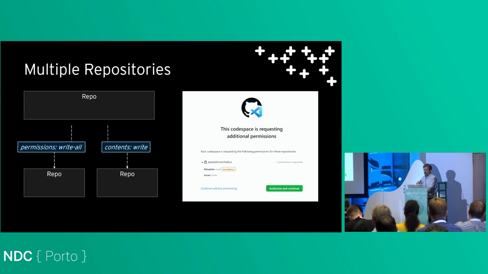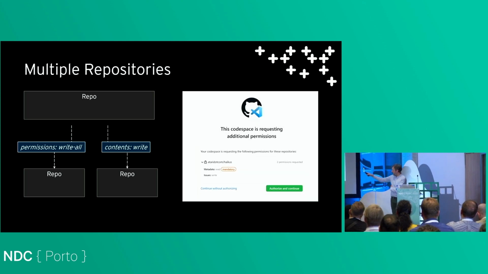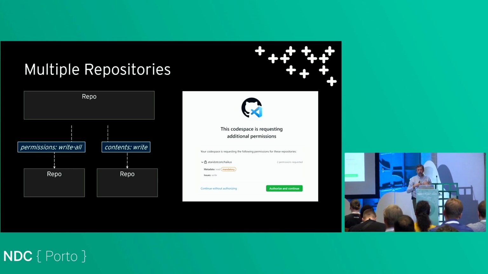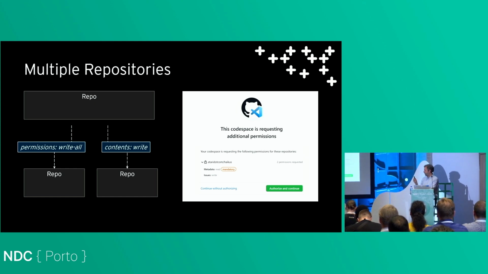And when you do this the first time, you're going to have this dialog that says you need to authorize this, because this Codespace is requesting additional permissions. So if I open the Codespace for repo 1 here, it's going to say you're going to get access to this and this repository as well. You need to authorize that. This happens the first time.